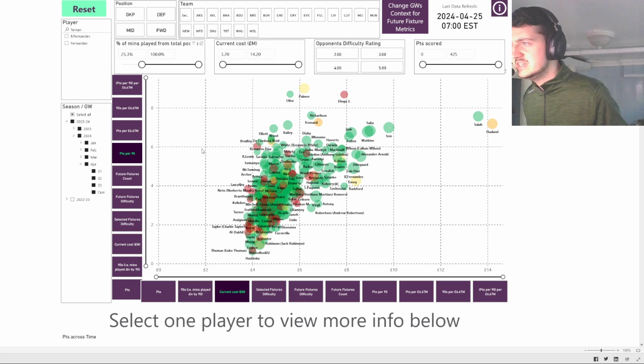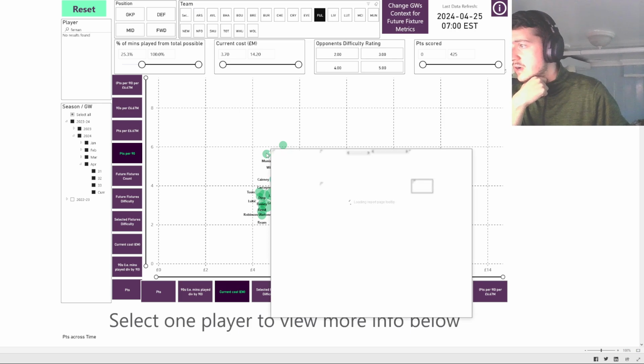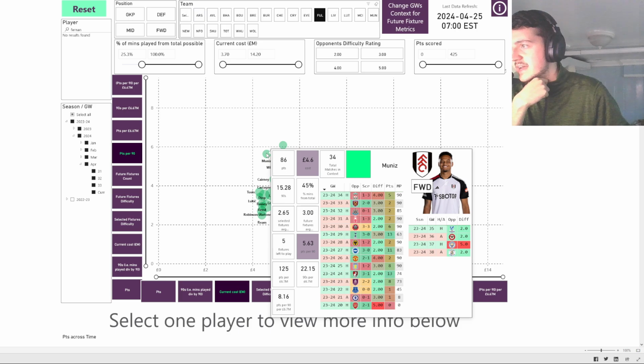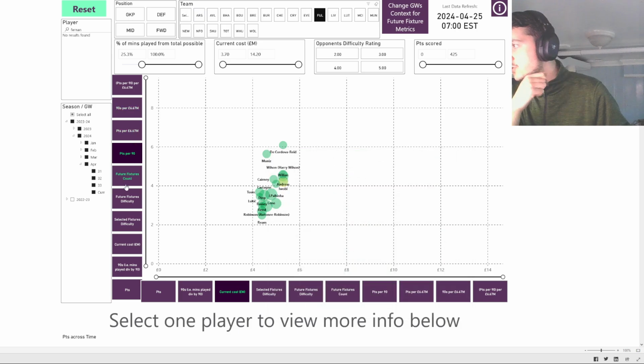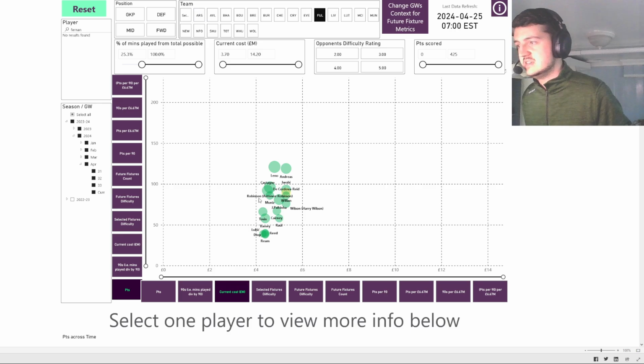I would imagine he's quite a lot higher. If I do Fulham, let's see if Muniz is going to come up. No, he is, okay. So he's right here. But he only has what, like 86 points. So if we did points, he would not be nearly as much of a standout as he is on this axis. So yeah, you can see he's right down there.